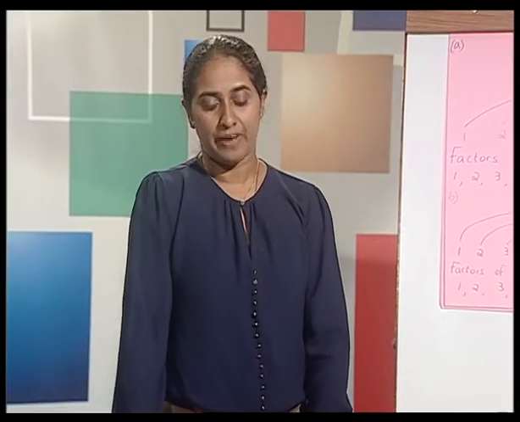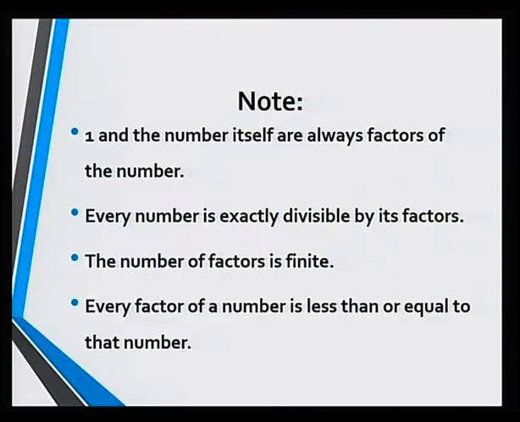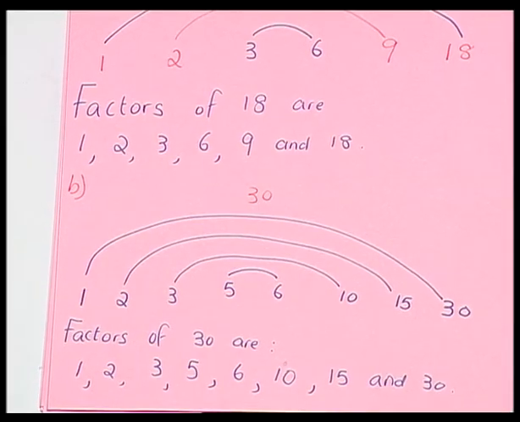Also, every factor of a number is less than or equal to that number. So again, going back to 18, you can see that all the factors are either less than 18 or equal to 18. We cannot have a factor bigger than the number itself.